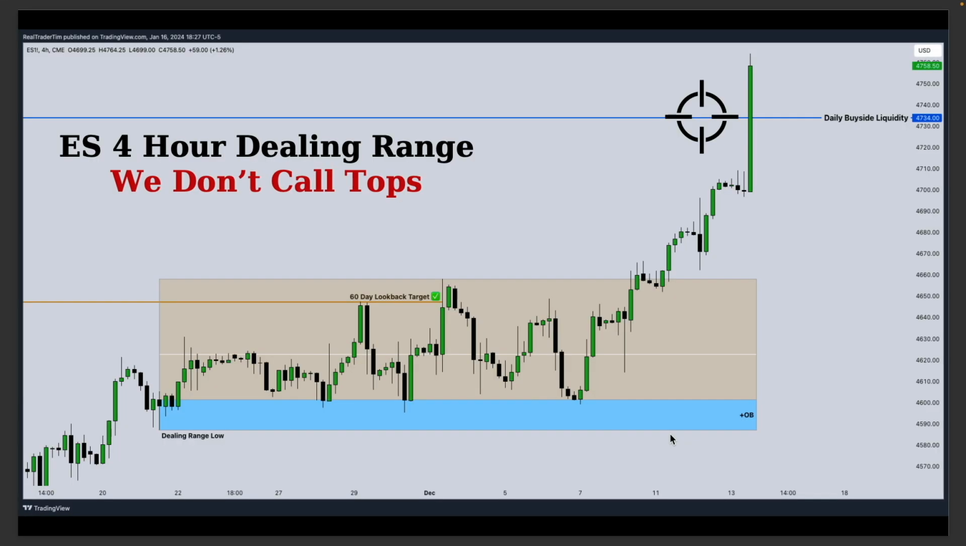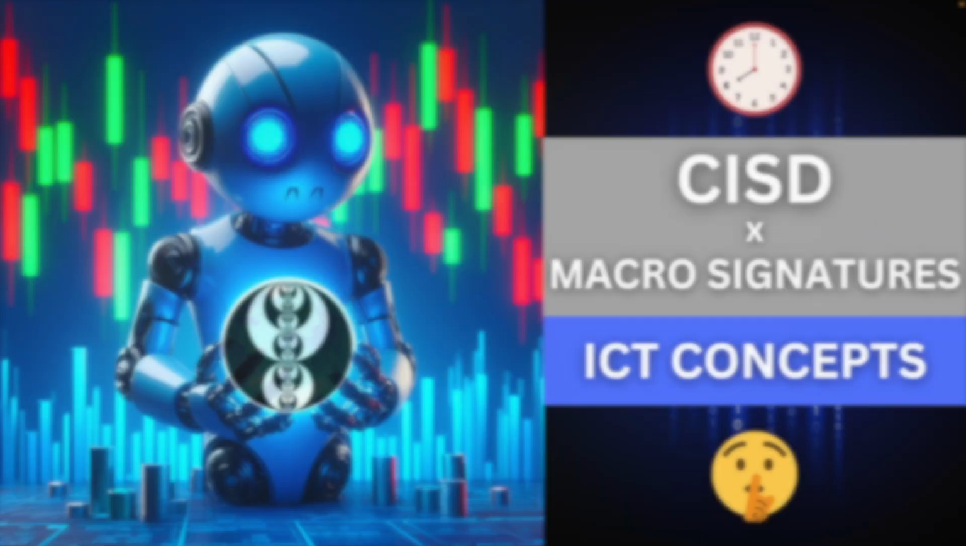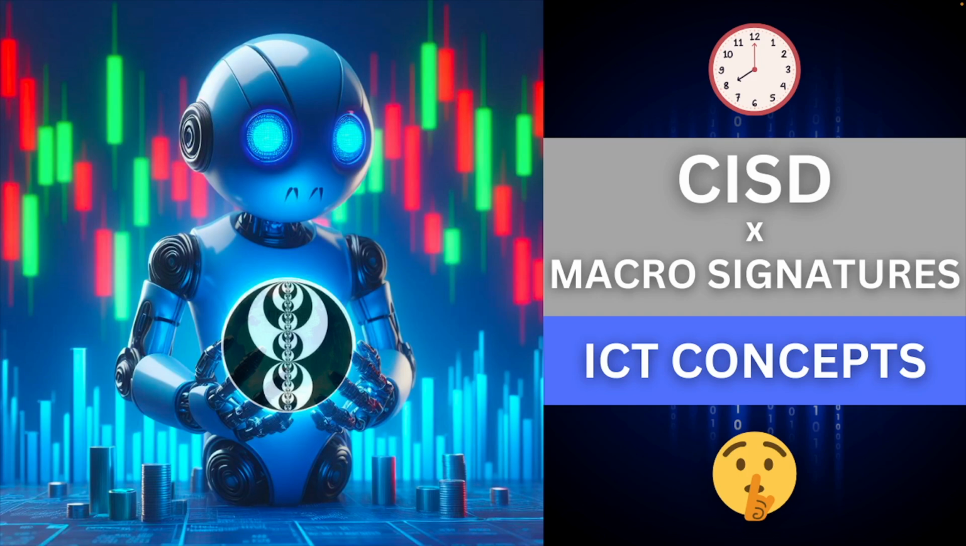And to bring it all together, we get that 60-day look back target. So this is our refined dealing range high. We're obviously in consolidation here, but are we seeing respect of a discount of this dealing range? Yes. We just continue to work this order block over and over and over again. So as long as that occurs, we continue to expect higher prices and eventually, of course, reach that daily buy-side liquidity.